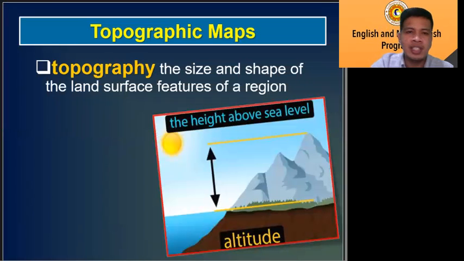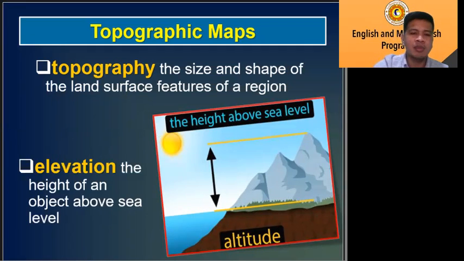Now, when we say topography, this is the size and shape of land surface features of a region. Now it could be a country, a part of a country, or a specific region. Now, when I say elevation, this is the height of an object above sea level. For example, in here, the height above sea level, we call this the altitude. So from this ground going up here at the peak of the mountain, that's the altitude. So how elevated it is. All right.